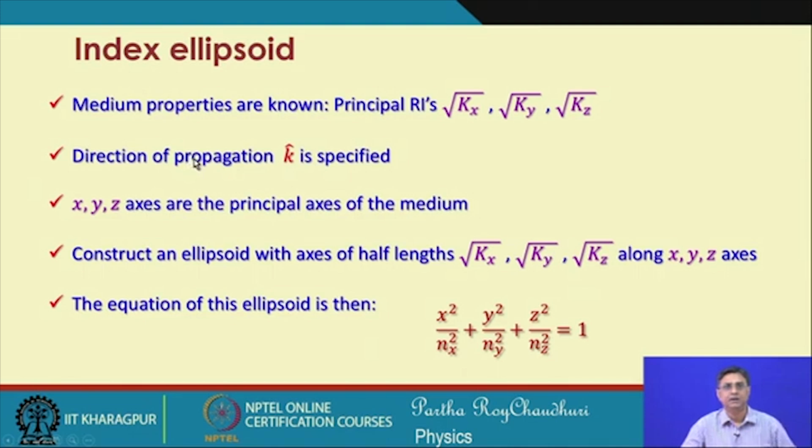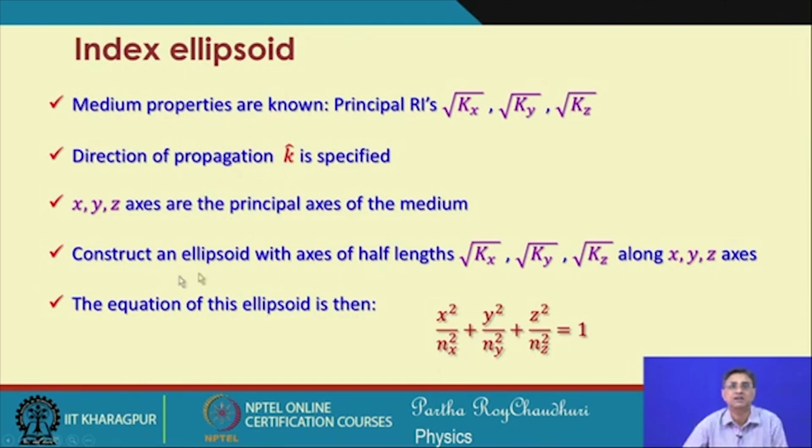So, the index ellipsoid: the medium properties, when they are known, that is when we know the principal permittivity values, principal refractive indices, that is under root of k x, under root of k y and k z, these quantities are known, then the direction of propagation k is also specified in such a medium. X, y, z, these axes are the principal axis system of the medium, which we have to reorient to coincide with the eigen axis of the medium.